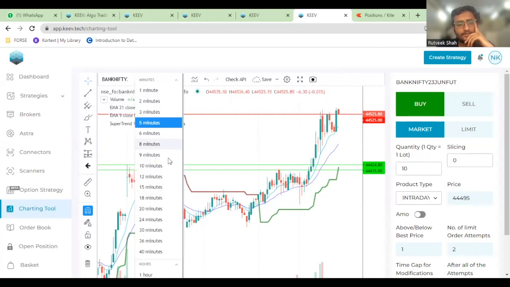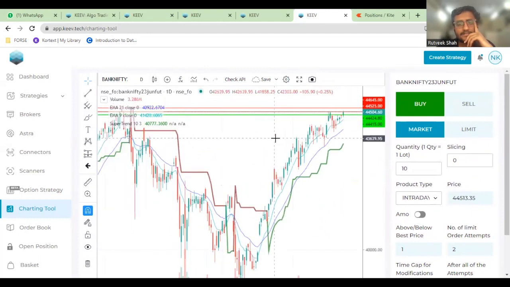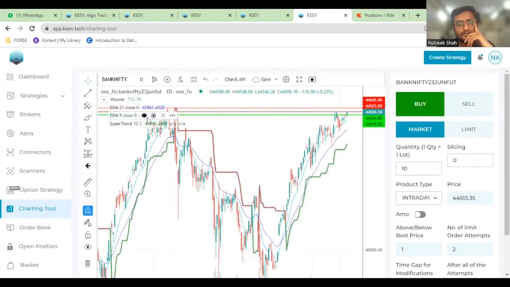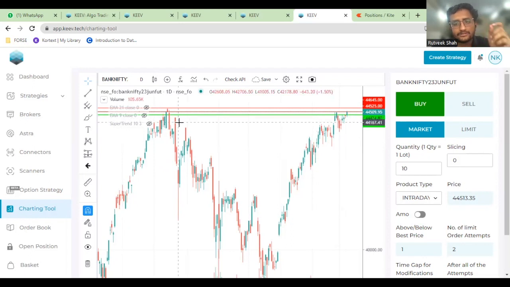So as we saw earlier from our daily chart, the red lines are exactly where Bank Nifty reversed from our previous points. That is around 44,525 and 44,645. So currently Bank Nifty is trading around 44,500, so there is some possibility that there can be a reversal from here.